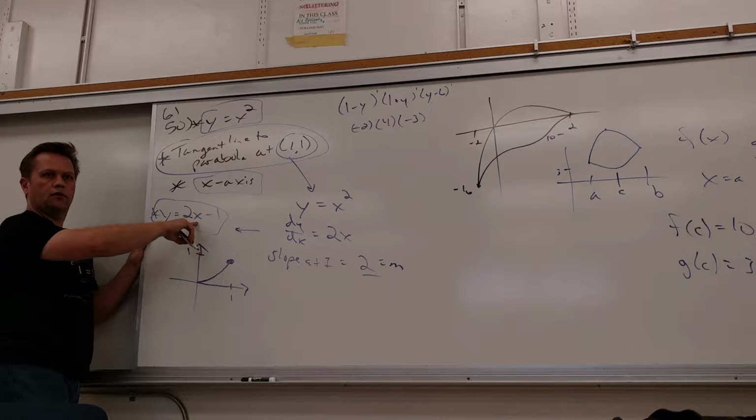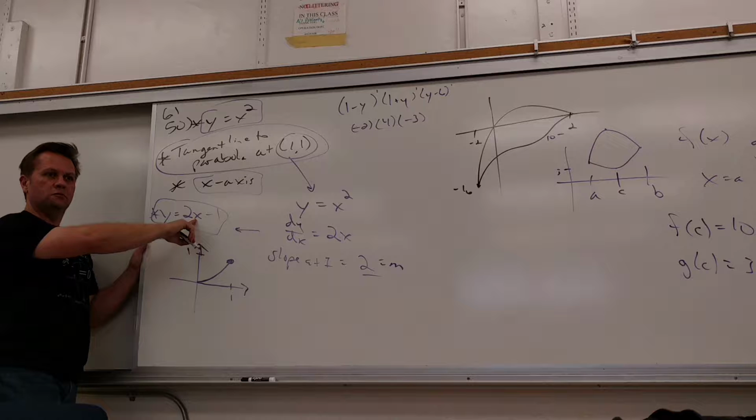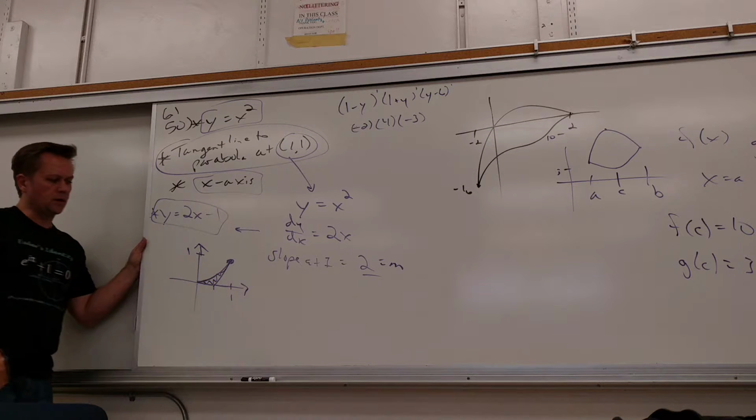And of course, where does it hit that wall? 0. What's the x-intercept? 1/2. What makes it 0? 1/2. So then it meets there. So that's my region.